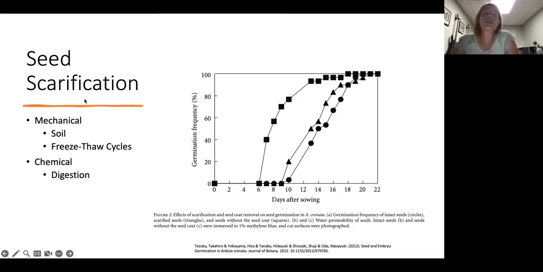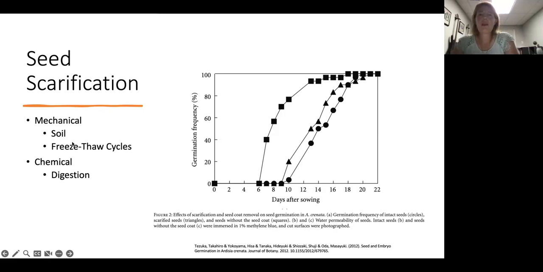So we're going to look specifically at seed scarification. The seed coat, like I said, acts as a barrier for the uptake of water and of oxygen. And so sometimes the seed coat is really, really thick. And if the seed coat's really thick, it's going to be really hard for water and oxygen to get there. And so we actually have to physically break down the seed coat in such a way that water and oxygen can start to be taken up.